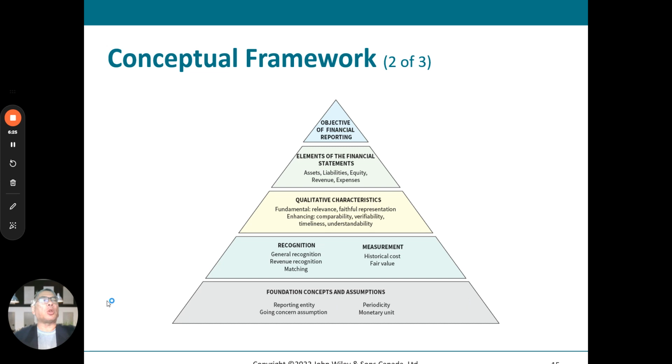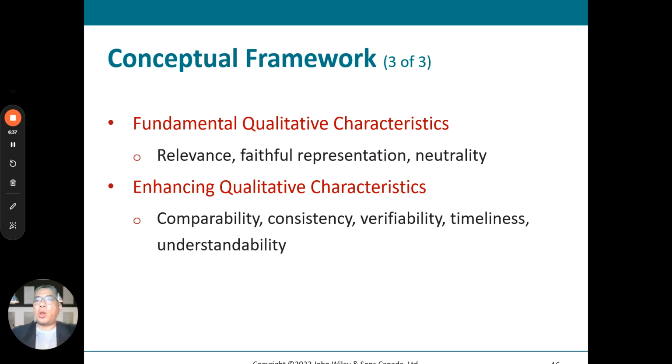The first thing is that the concepts and assumptions must include the going concern assumption. It has periodic and monetary units. The fundamental qualitative characteristics are relevance, faithful representation, and neutrality. Second are the enhancing qualitative characteristics: comparability, consistency, verifiability, timeliness, and understandability.